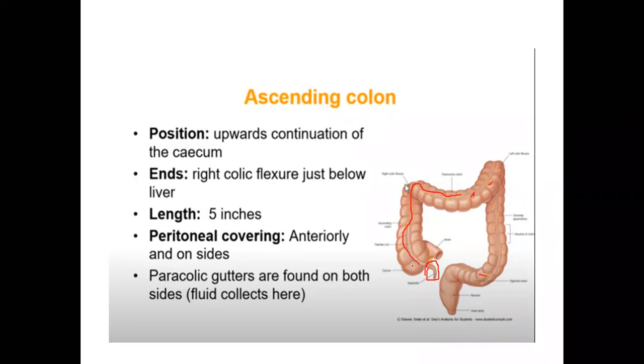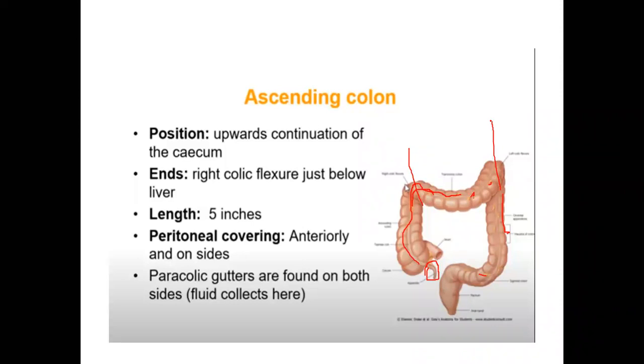Now this cecum is in continuation with the ascending colon, which then becomes the transverse colon, in the horizontal position. The point where the ascending colon turns into the transverse colon is known as the right colic flexure. And when the transverse colon converts into the descending colon, this point is known as the left colic flexure.